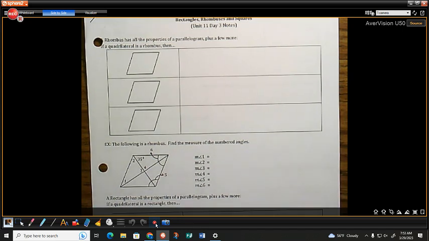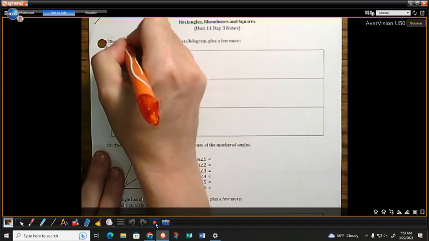Okay? All those things are still going to be true today because we're going to keep doing parallelograms, but now we're going to upgrade the parallelograms. Okay? They're going to get specialized. And so the first specialized one we're going to do is this fella.